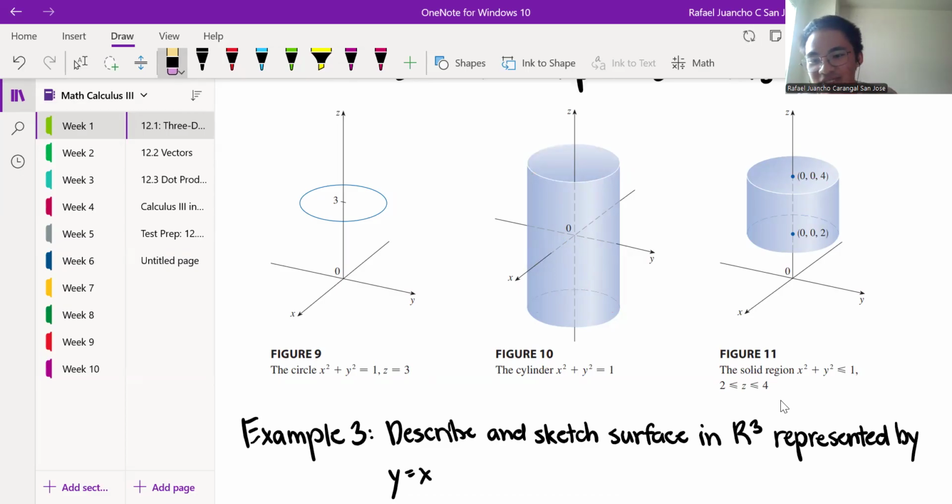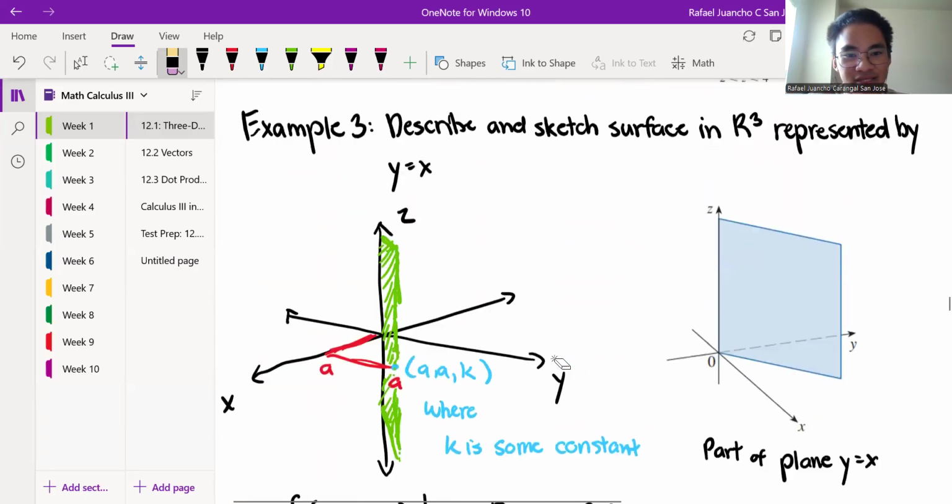Now if you look at this last example, it's the solid region where x squared plus y squared is less than or equal to 1, and z is between 2 and 4, which we just did earlier. It's this thing, right? And the points are not just on it, but also inside. There are also points inside. So it's everything there. So yeah, that's the idea.